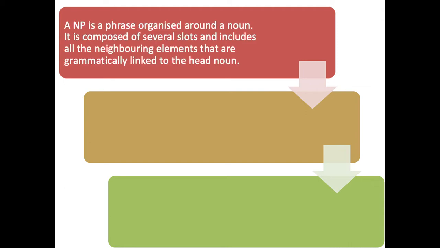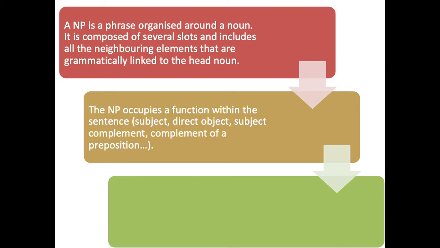So if we summarize all the elements that we've seen that can help us to identify noun phrases. First, the definition. A noun phrase is a phrase organized around a noun. It is composed of several slots, remember, determiner, pre-modifier, head, and post-modifier. And it includes all the neighboring elements that are grammatically linked to the head noun. In other words, all the neighboring elements that are necessary to identify the referent correctly.